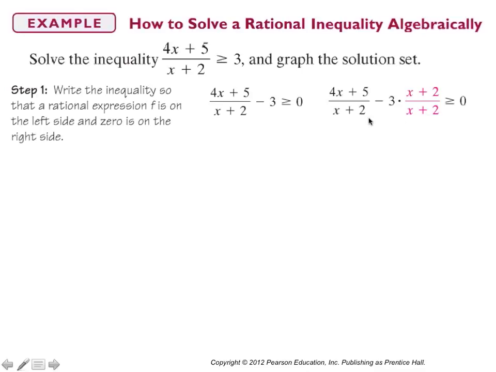And then from there, we've created a common denominator of x plus 2. We distribute. You have to make sure you distribute the negative along with the 3. So when you distribute that part, it ends up being -3x minus 6. Combine like terms. So it's (x minus 1) over (x plus 2) is greater than or equal to 0.